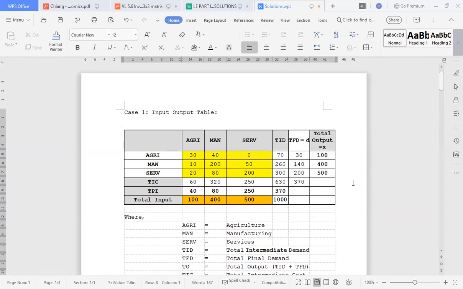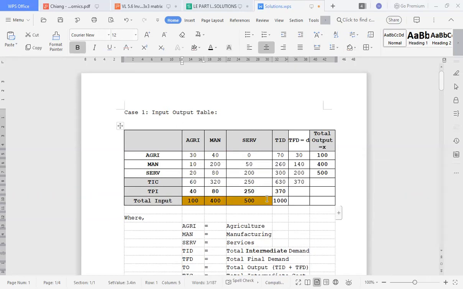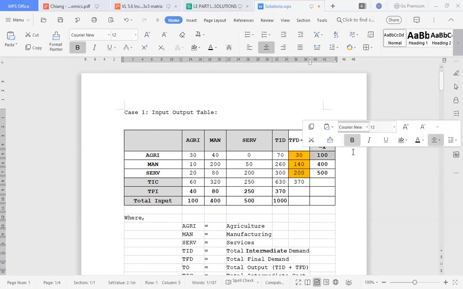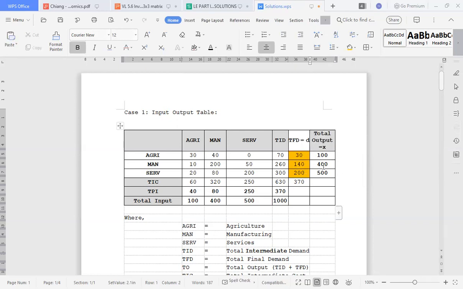Let me just delete this first. Okay, define this. So when you say define, you can just rewrite this in matrix form. This is vector D, and this is vector X, or total output.